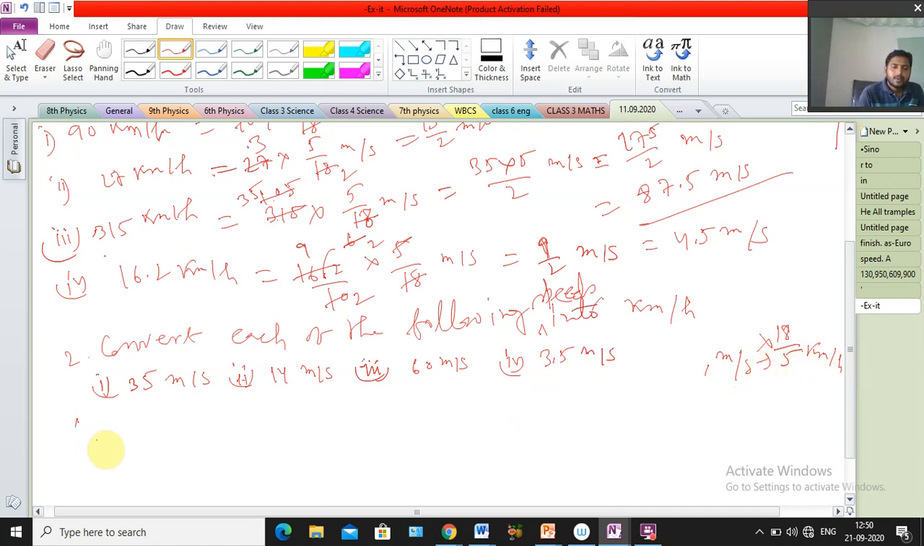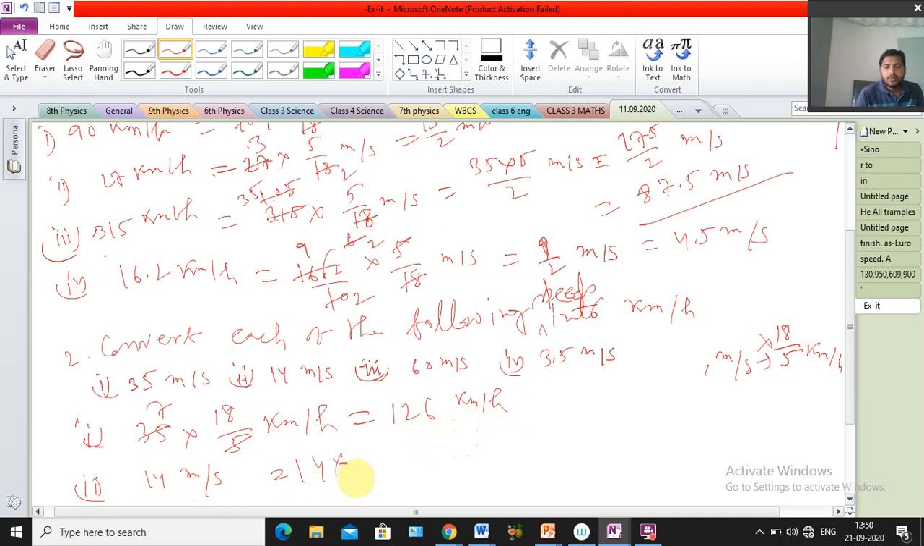Clear? Okay, so see, 35 into 18 by 5 kilometer per hour. Cancel it: 5 sevens are 35, and 18 times 7 is 126. Clear? So the unit will be kilometer per hour. Next, similarly question number 2, 14 meter per second is given. So 14 into 18 by 5 we are getting, and then the unit will be kilometer per hour.